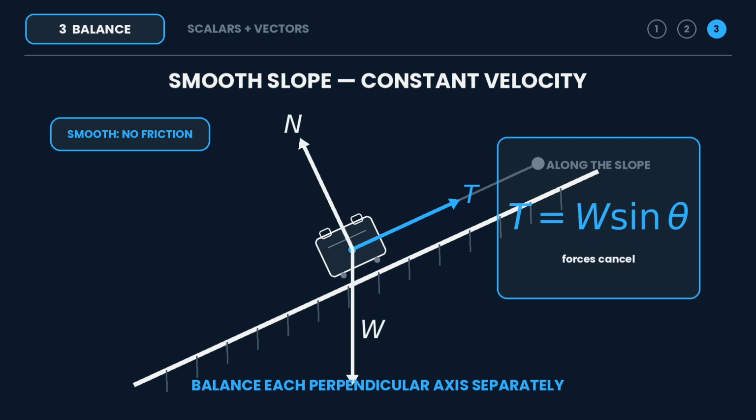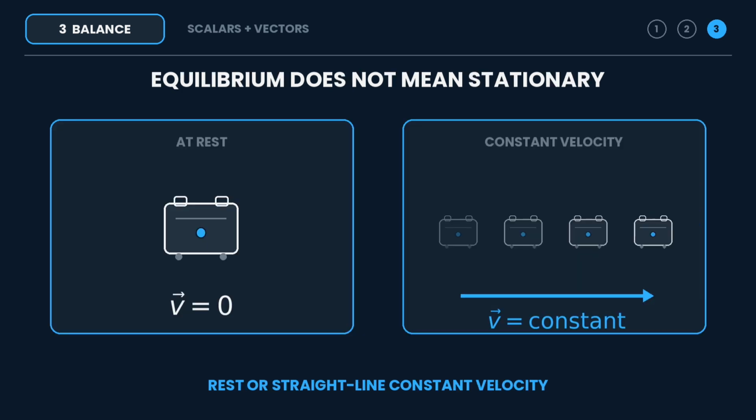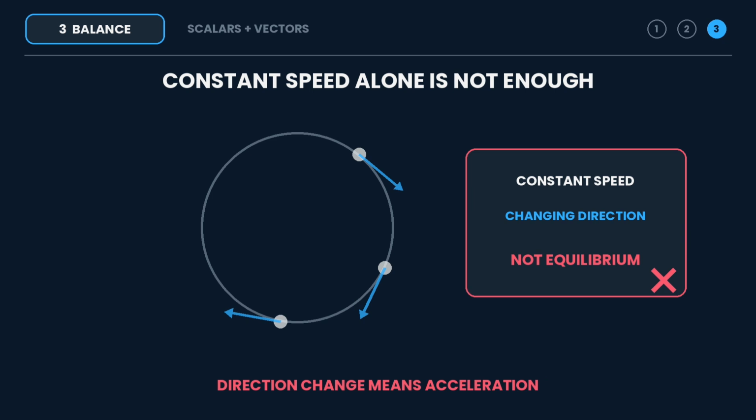Tension balances W sine theta along the slope, and with no other perpendicular force, the normal contact force balances W cosine theta. That's equilibrium. An object in equilibrium might be at rest, but it also might be moving at a constant velocity. Constant speed on its own is not enough if the direction is changing.